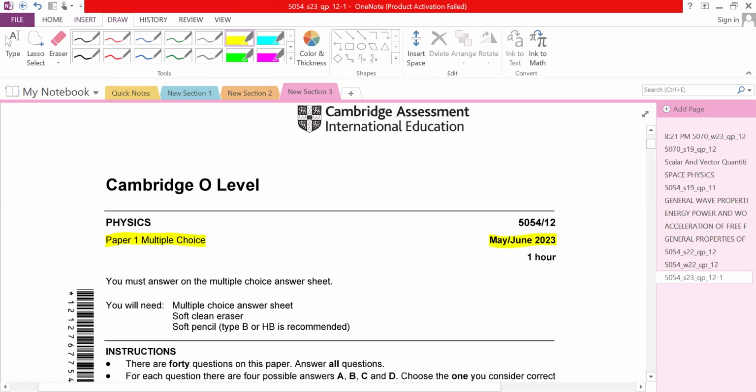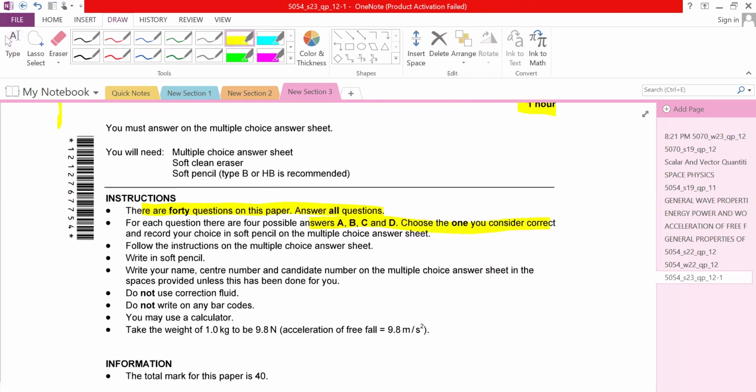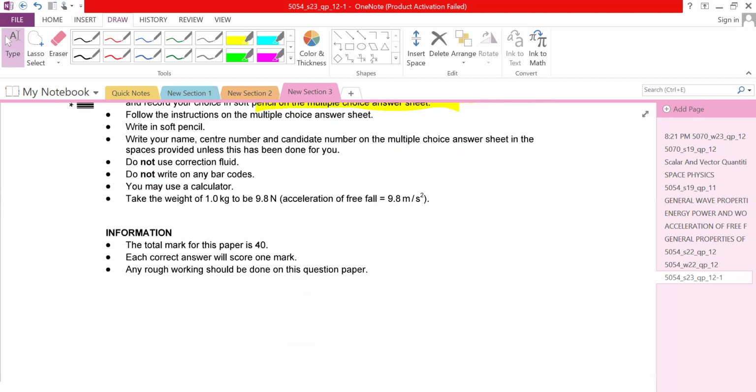Today we will be discussing O Levels Physics P1, May June 2023, variant 1-2. The code for O Levels Physics is 5054. This paper is of 1 hour and it consists of 40 MCQs. Each MCQ has 4 possible answers and you have to choose the correct one and record your answer on a multiple choice answer sheet that would be given to you using a soft pencil. This paper is of 40 marks.